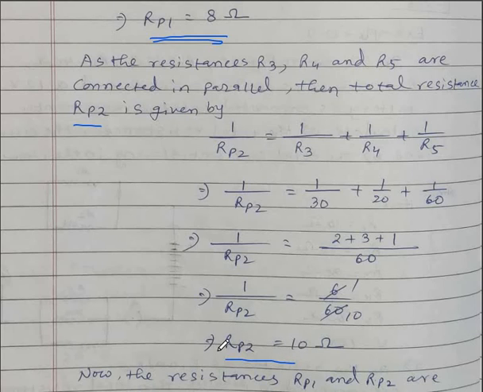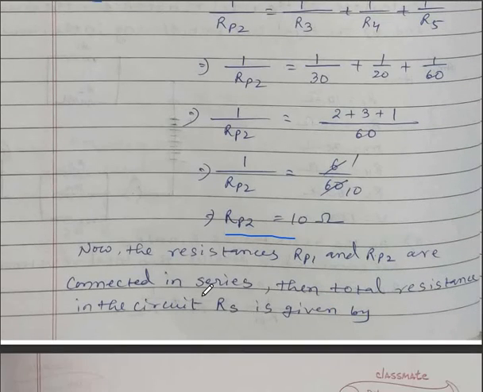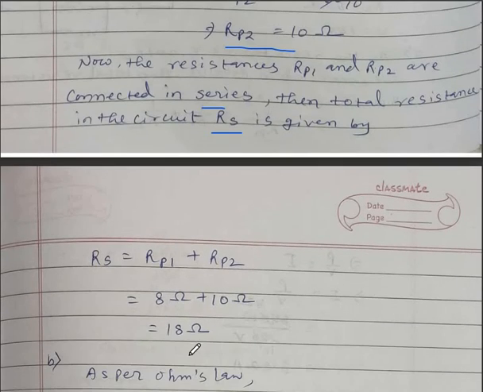Now RP1 and RP2 will be connected in one line, that is series connection, because after combining both parallel groups, RP1 and RP2 are in series. Then total resistance in the circuit RS is given by RS equals RP1 plus RP2, that is 8 ohm plus 10 ohm. It becomes 18 ohm. This 18 ohm is the total circuit resistance.